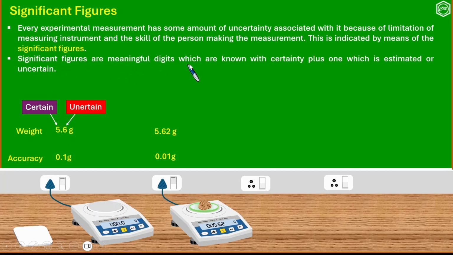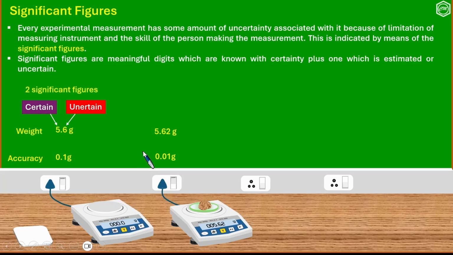Significant figures are meaningful digits which are known with certainty plus 1 which is estimated or uncertain. Meaningful digit means, suppose instead of 5 it is 0, we neglect it. It is meaningless. If it is 0.6, we do not count this. So the number of significant figures here is 2.